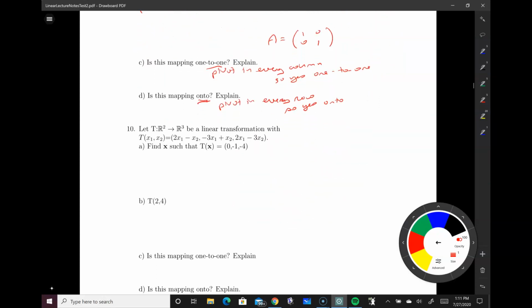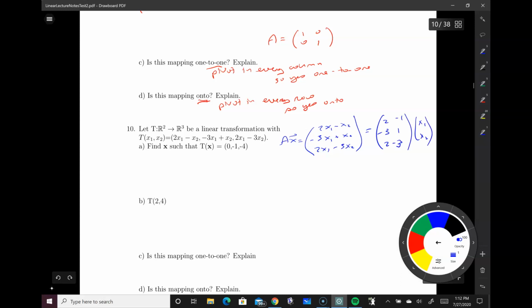One more example here for us. All right, so here I have another transformation. So this time it's R2 to R3. And these are what happens for the 3 rows. So again, I'm just going to encourage you just to write it out. 2x1 minus x2, negative 3x1 plus x2, 2x1 minus 3x2. Okay, so then my matrix A will be [2, negative 1; negative 3, 1; 2, negative 3]. Then I'm multiplying times [x1; x2].